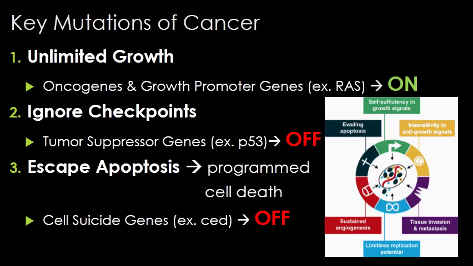The third is to escape apoptosis, which is a form of programmed cell death, the mechanism by which cells are programmed to die in the event that they become damaged. This is a built-in suicide switch for your cells. Cancer cells are able to turn these genes off, these cell suicide genes, therefore bypassing this mechanism and surviving.